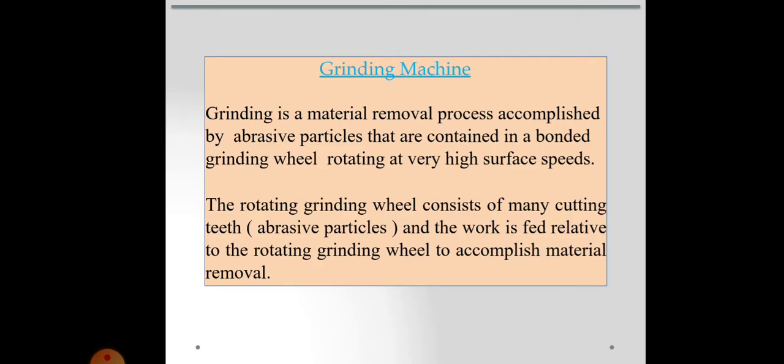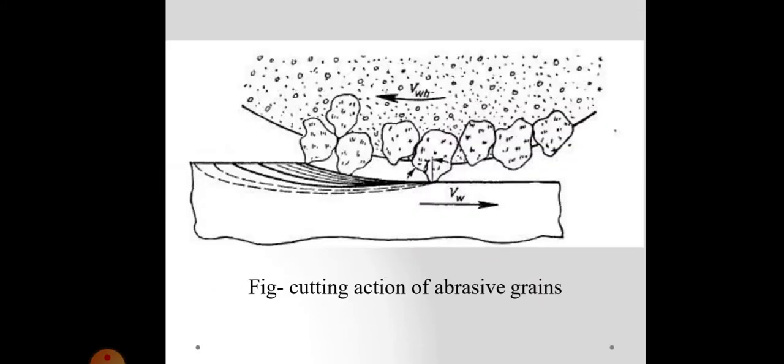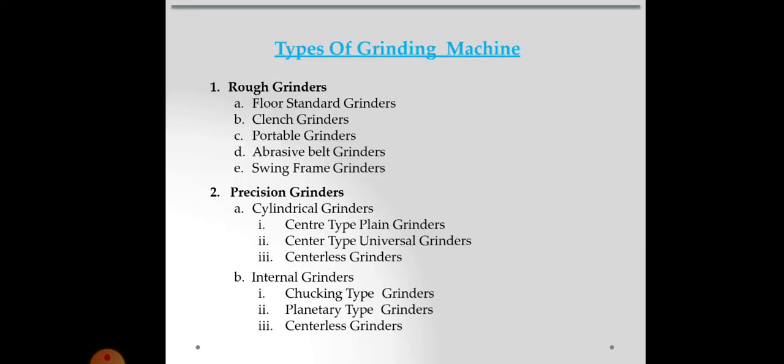We use abrasive particles contained in bonded grinding wheels rotating at very high surface speeds. The rotating grinding wheel consists of many cutting teeth, called abrasive particles, and the work is fed relative to the rotating grinding wheel to accomplish material removal. This simple picture indicates the cutting action of abrasive grains during material removal in the grinding machine. And these are the different types of grinding machines.